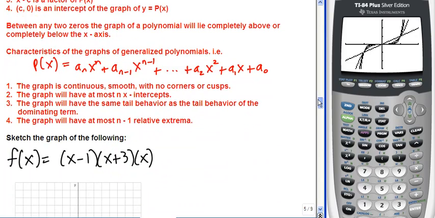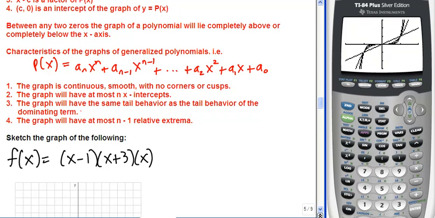You could also take a look at just this very generic polynomial, degree n, with all these other terms, and some of the characteristics that we're going to see happening is that this graph is always continuous, it's always smooth, it has no corners or cusps, which would be like sharp turns in your graph. Because it's a degree n, that means it has to have at most n x-intercepts. So it can't have more than n x-intercepts.